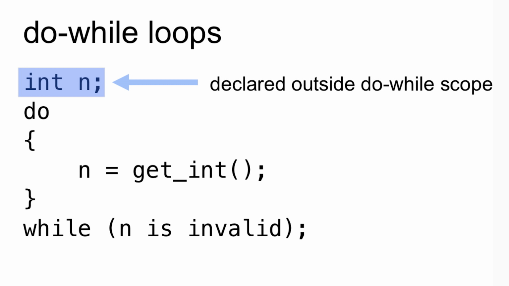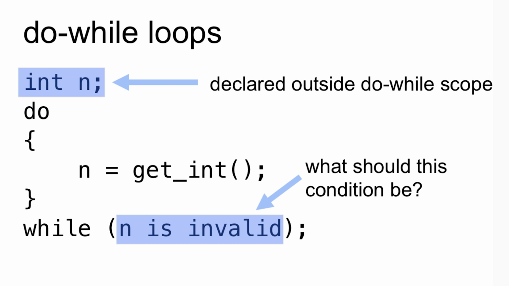If we had declared the integer n inside of the body of the do-while loop, then we wouldn't be able to access that value of n outside of those curly braces indicating the body of the loop. But we do, in fact, want to access the value of n later on in our program.